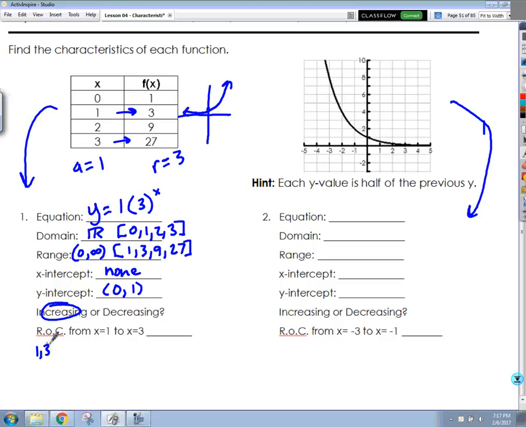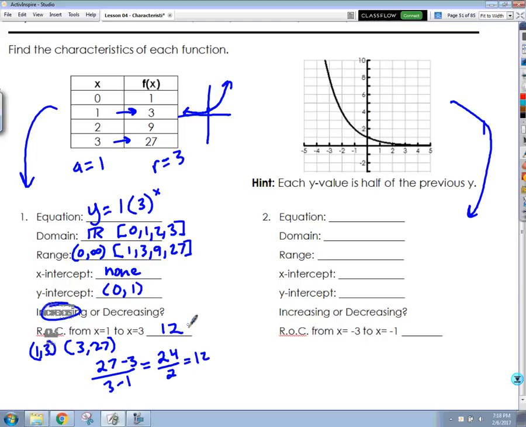So our points are 1 and 3, 3 and 27. So your formula will be 27 minus 3, all over 3 minus 1. Okay. So that's 24 over 2, which is 12. Boom.